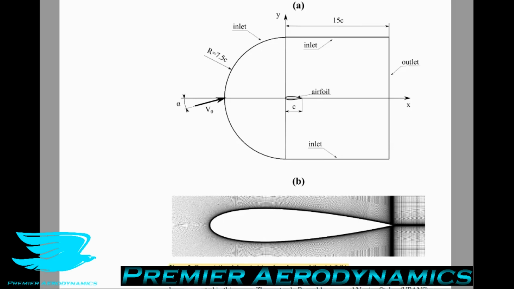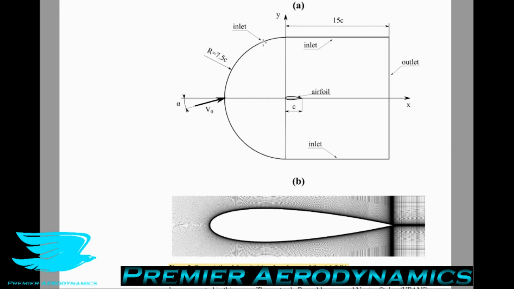So as shown in figure 2, simulations were performed using a C mesh surrounding the NACA 0018 airfoil and extending 7.5 chords from the semicircular edge of the domain and 15 chords from the vertical edge of the domain. So what does this all mean? This is a very common domain setup, and it's actually a very good one. So at the front, the inlet is this C shape. It's not like a typical flat surface, well, like a vertical flat surface.